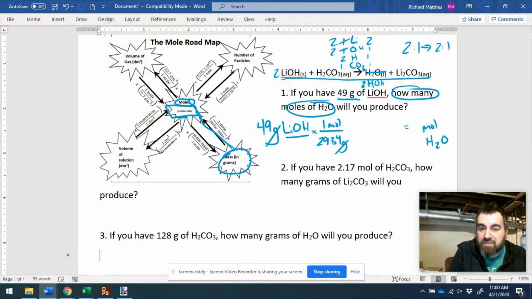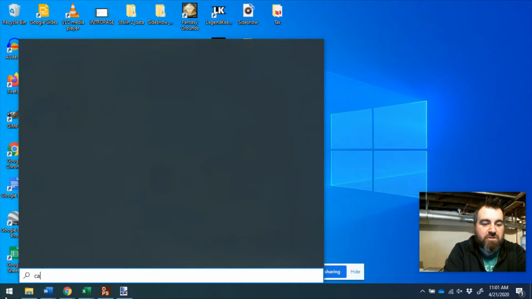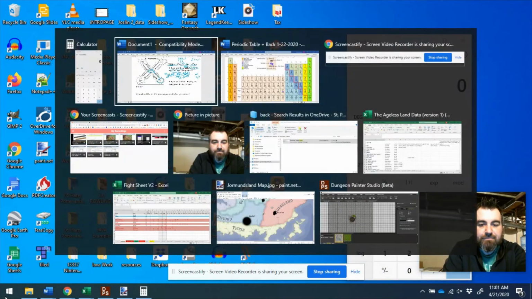And now my mole ratio, there are 2 waters for every 2 lithium hydroxides. So what we're going to do is we're going to say times 2 H2O or HOH, whatever we want to call it. We have 2 of those for every 2 LiOH. So that will allow us to cancel out our LiOH, and what we're left with is moles of H2O. Now we go to our calculator.